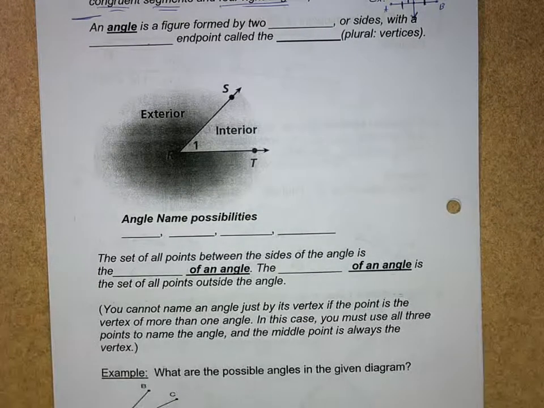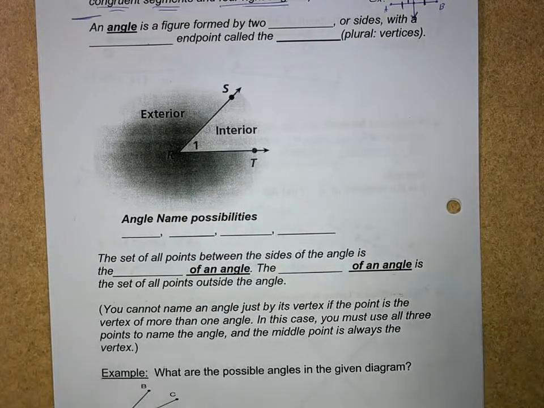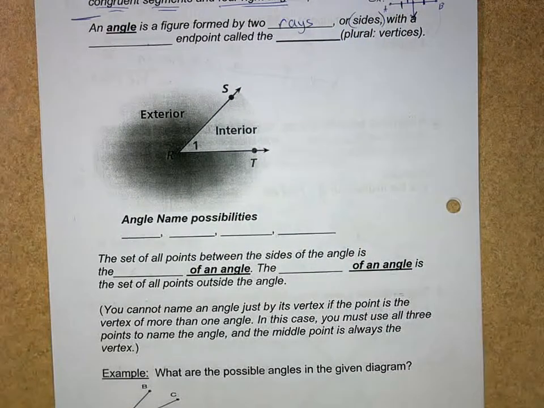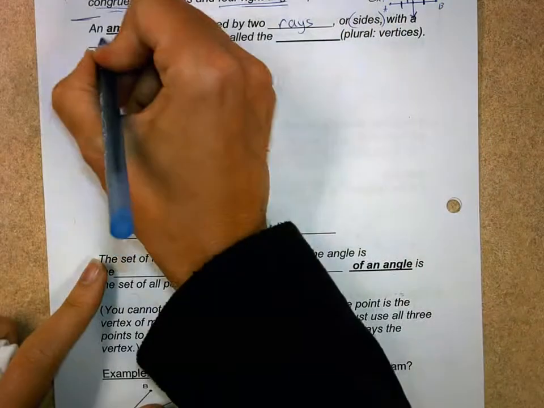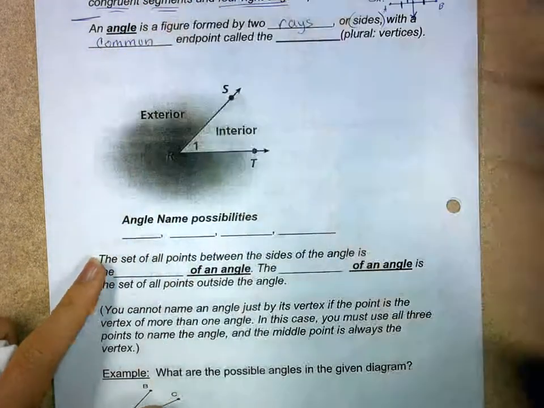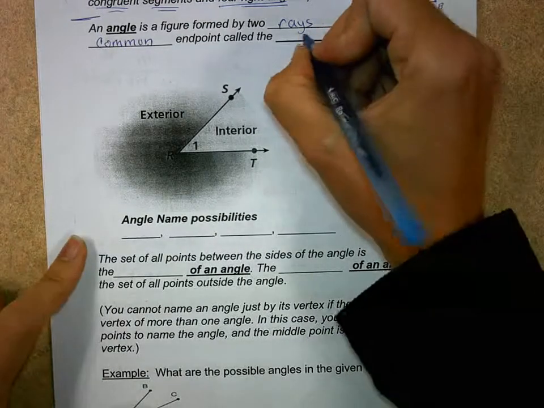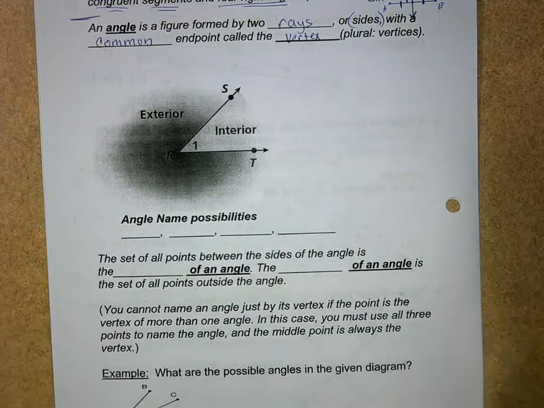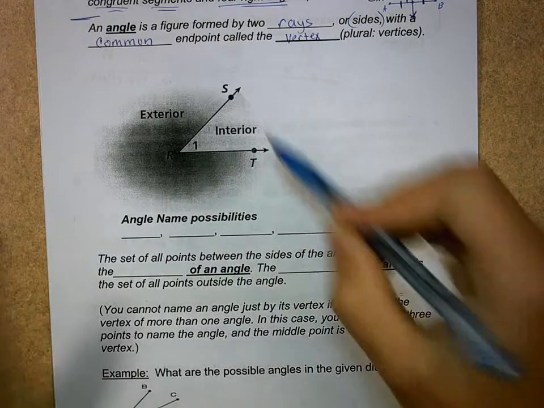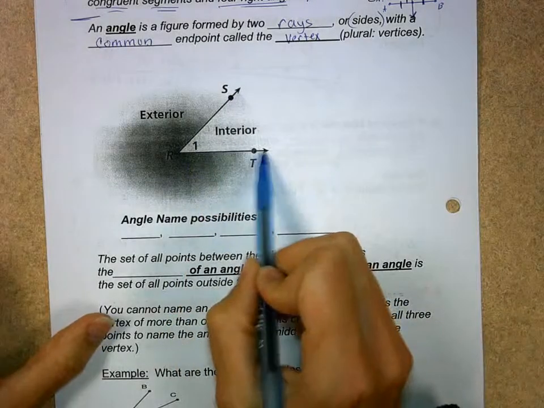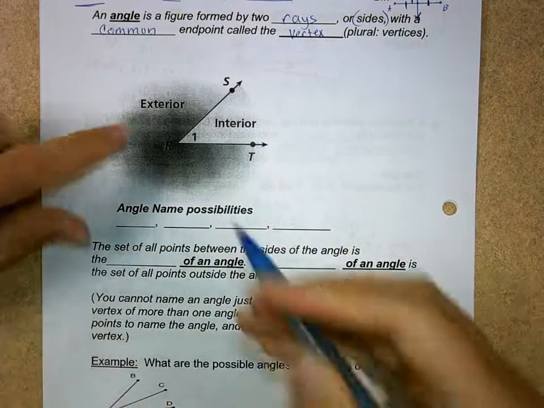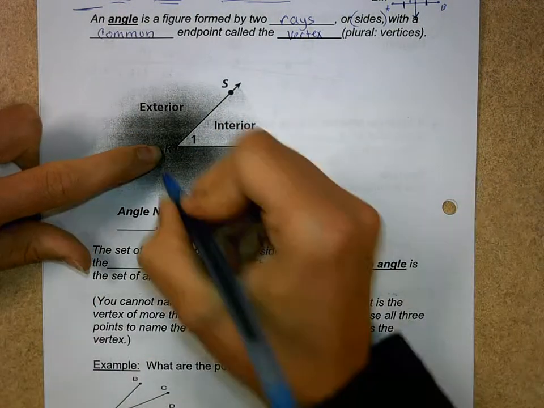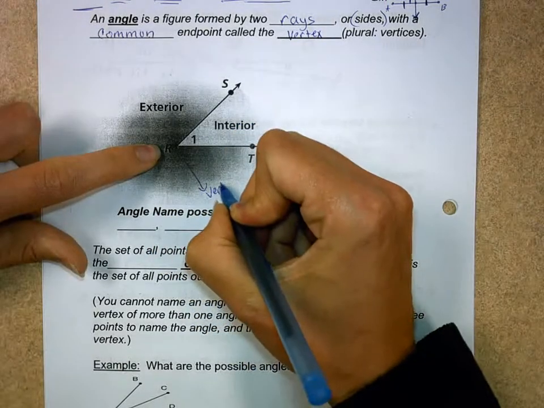First of all, let's get the formal definition of what it is. It says an angle is a figure formed by two rays, which we call sides, with a common endpoint. And that endpoint we call the vertex. Now that seems way too easy, but understand how it's drawn. You see the two rays coming off, and you can notice there's a point right there, and there's the letter R.